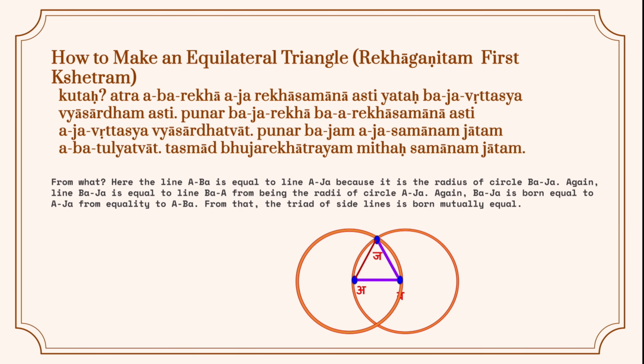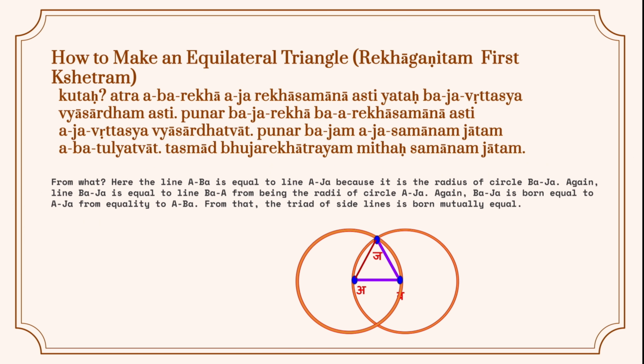From what? Here the line aba is equal to the line aja because it is the radius of circle baja. Again, line baja is equal to the line ba'a from being the radius of circle aja. Again, baja is born equal to aja from equality to aba. From that, the triad of sidelines is born mutually equal.